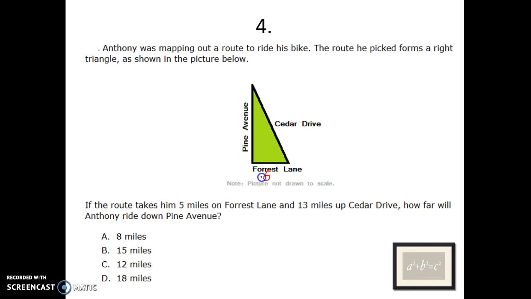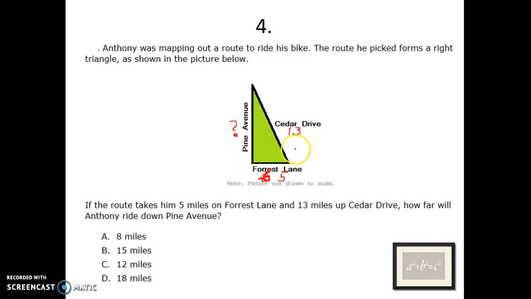Oops, that's a 5, believe it or not. Okay, 5. Let me try again. 5. There we go. That looks more like a 5. And then 13 miles up Cedar Drive. 13 is right there. How far will Anthony ride down Pine Avenue? So this is the distance we don't know right here.